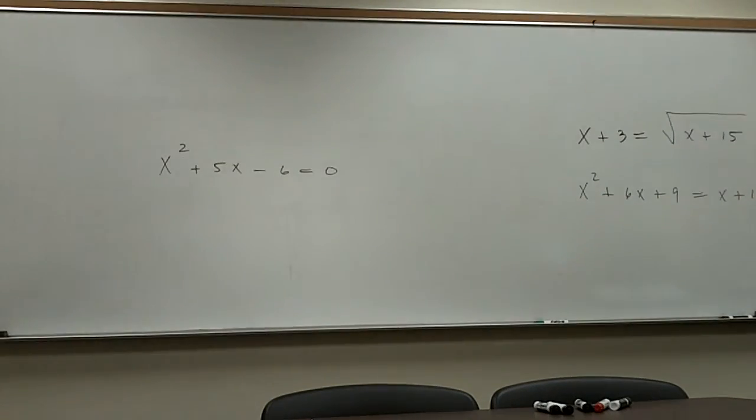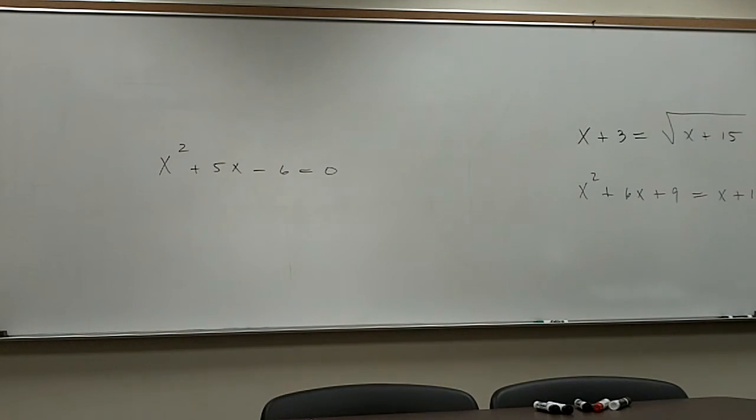Who remembers how to complete the square? Walk through it. Hurry. Who remembers how to do it? I know you take half of something and square it. B over 2 squared. No, B squared minus 4AC, that's the quadratic formula. Stop. Time out.